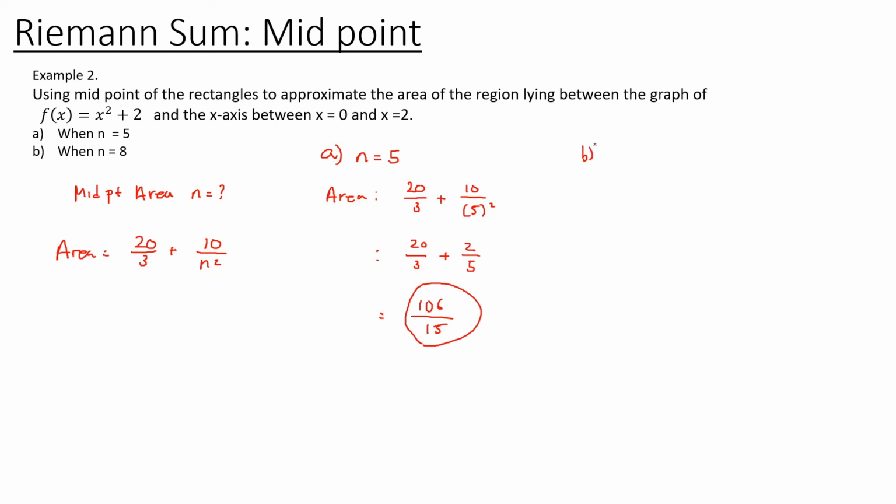Part B, they want to solve it for n equal to 8. So the area is 20 over 3 plus 10 over 8 squared. So 20 over 3 plus 5 over 32. So once again, common denominator. In this case, the common denominator would be 96, and the numerator will come out to be 655.